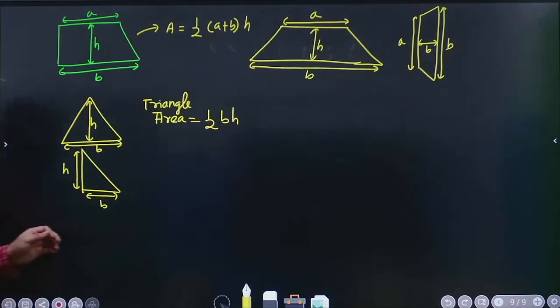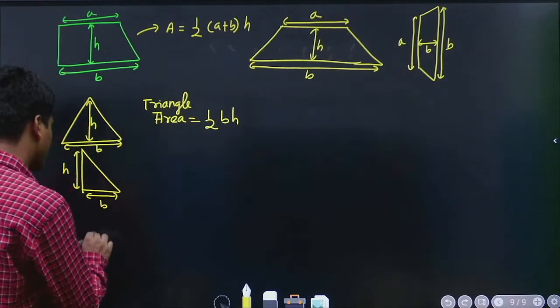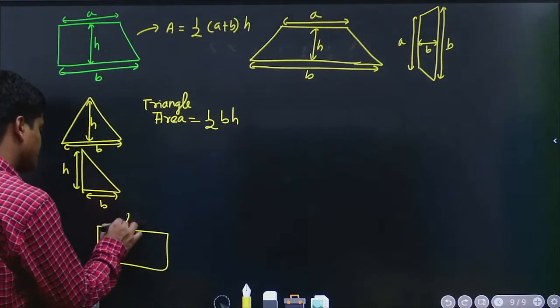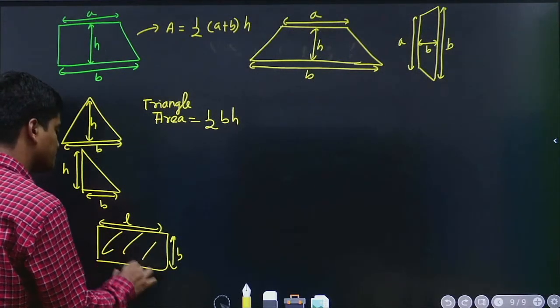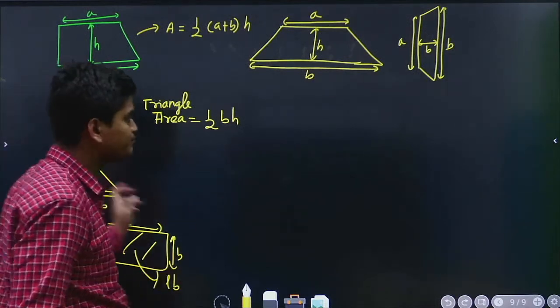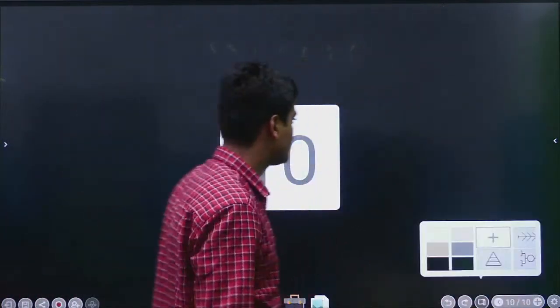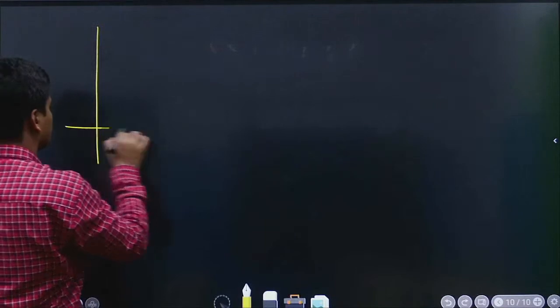Okay. Now here, this is a trapezium, and if a rectangle is understood, what is a rectangle? Rectangle has length L and breadth B. So here, if you want to find the area, the area is nothing but L into B. Okay. Now based on this, you understand this question. So here the question is like this.